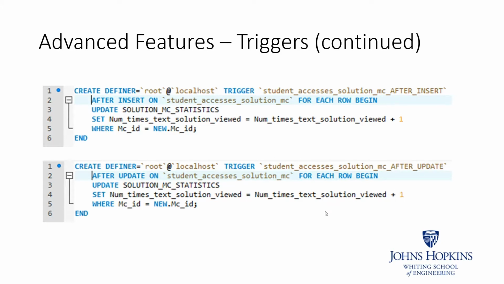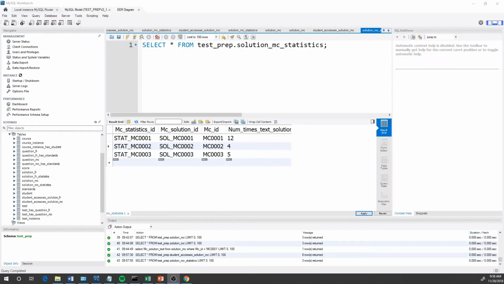I had to create 2 here, one for insert and one for update. The reason that there's 2 of them is that a student may have never looked at this solution, and if they didn't, this will be their first time, so they'll be inserted into the table student accesses solution multiple choice. But perhaps they've already looked at this solution and they've come back to take another look, and if they've done that, then there's another trigger, which is an update after update. Let's go ahead and take a look at these in MySQL Workbench to see how they work.